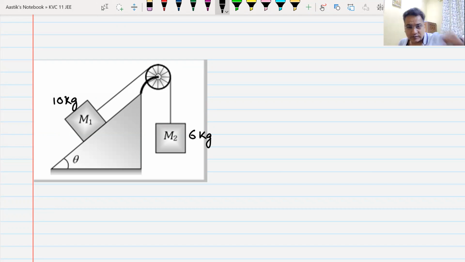Will the 10 kg block move downwards, or the 6 kg block move downwards? Which one? 10 kg? No. 6 kg. The 6 kg block will move downwards. We understand this? Do it fast so that I can do one more question before winding down this class.